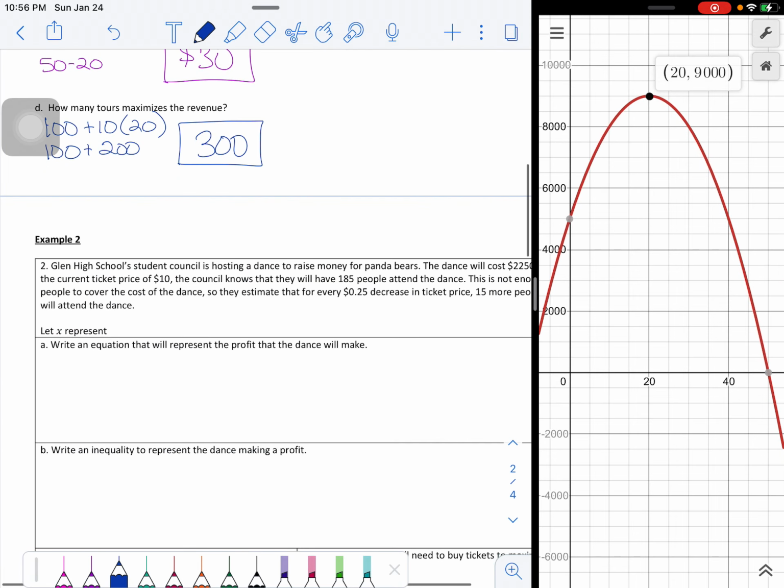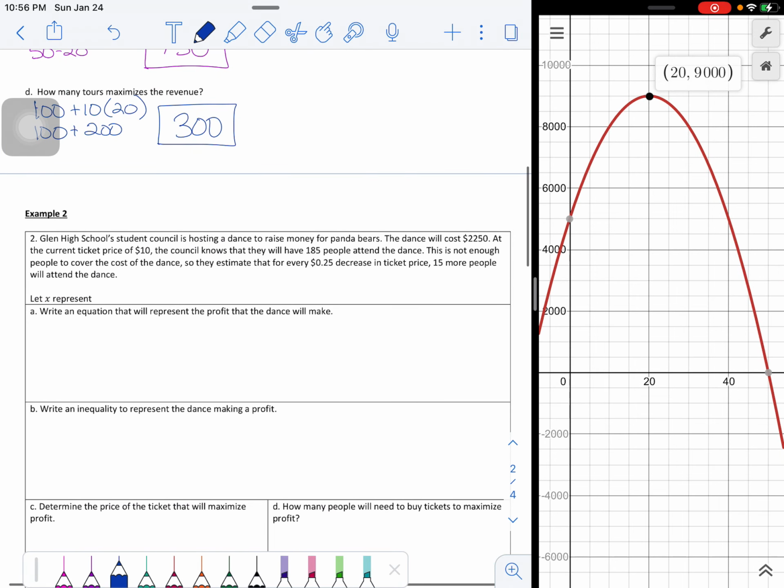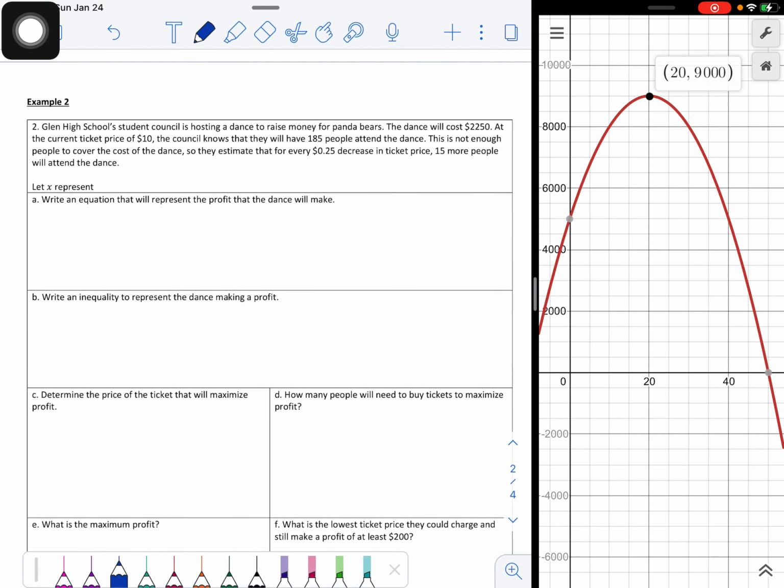All right, so sliding on down. Glen High School Student Council is hosting a dance to raise money for Panda Bears. Go Panda Bears. All right, so let's start getting some information here. The dance is going to cost $2,250. Current ticket price of $10. They will have 180 people attend. Okay, but that's not enough to cover the cost of the dance. So they estimate for every 25-cent decrease in ticket price, 15 more people will attend.